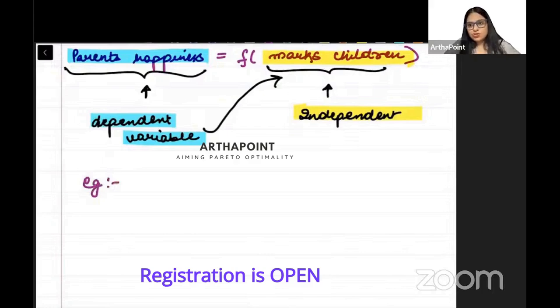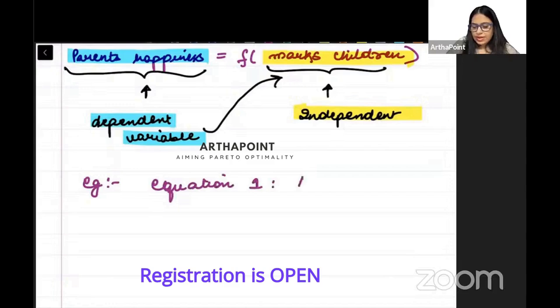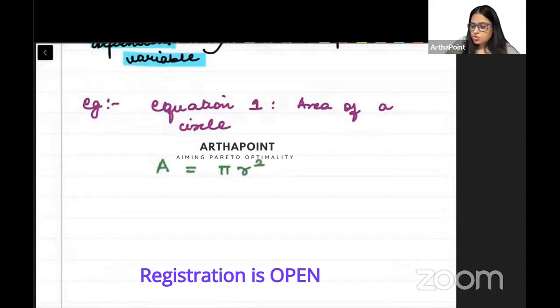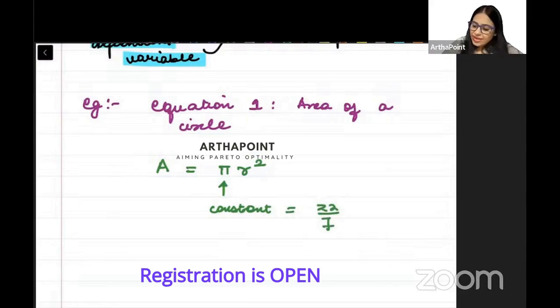Similarly, बेटा, हम कुछ इक्वेशन देखते हैं. So equation number 1. Area of a circle. अब एरिया ऑफ सर्कल क्या होता है? इट इज इक्वल टू पाई आर स्क्वायर. बेटा पाई इज अ कांस्टेंट. पाई का वैल्यू होता है 22/7. सो एरिया किस पे डिपेंड करता है? ऑन आर. व्हाट इज आर? आर इज रेडियस ऑफ द सर्कल.